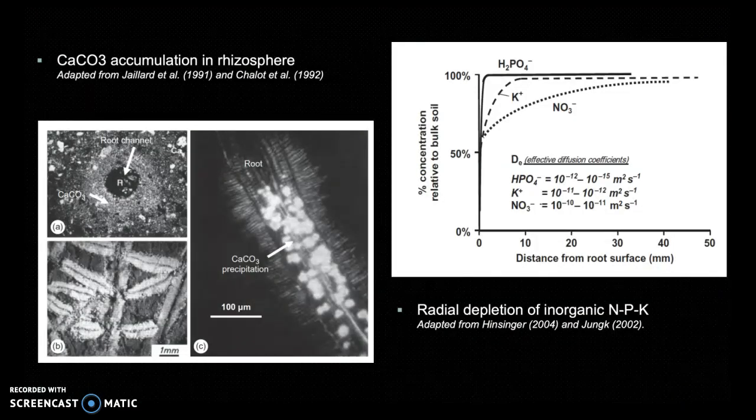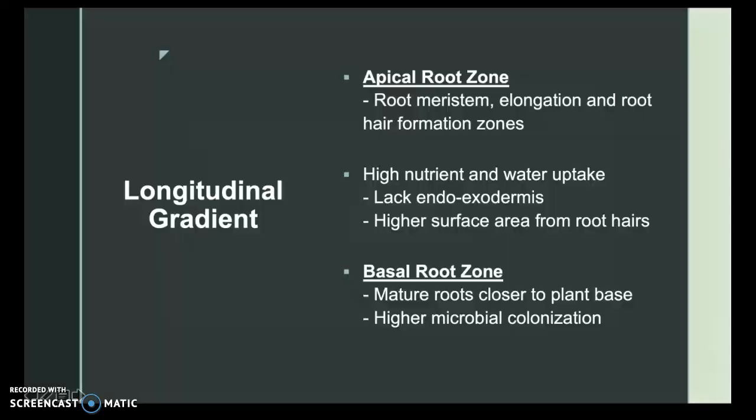Image C illustrates how excess calcium in the form of calcium carbonate can accumulate in the rhizosphere. This can lead to precipitation within the root structures and cause damage to the root's cellular integrity. The graph to the right, adapted from Hissinger 2004 and Junk 2002, illustrates the rapid uptake of certain nutrients at the root surface, attributing the longitudinal gradient of the rhizosphere is highly varied in both chemical and biological characteristics.